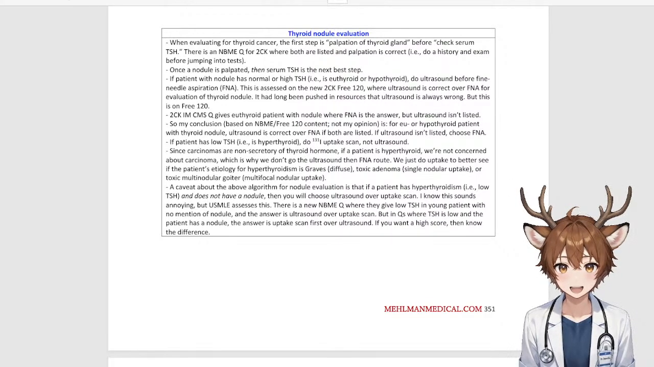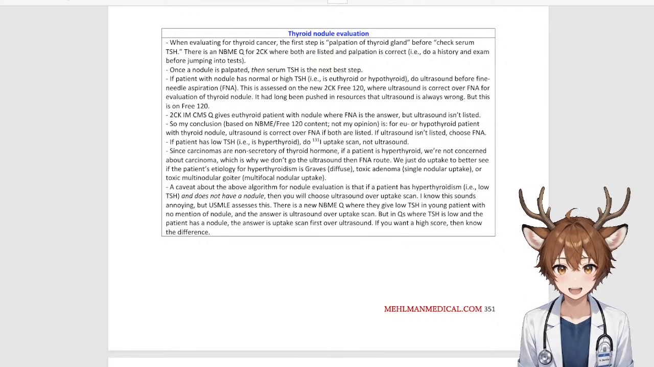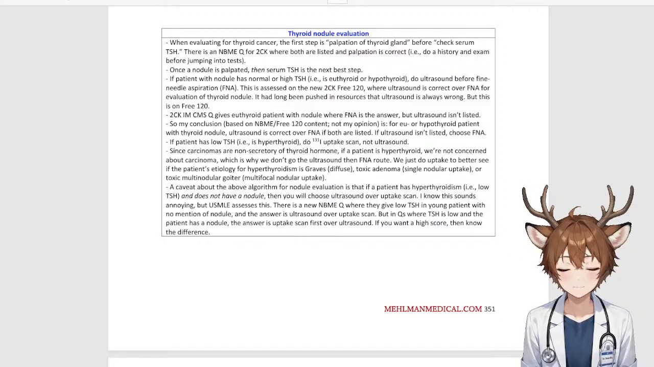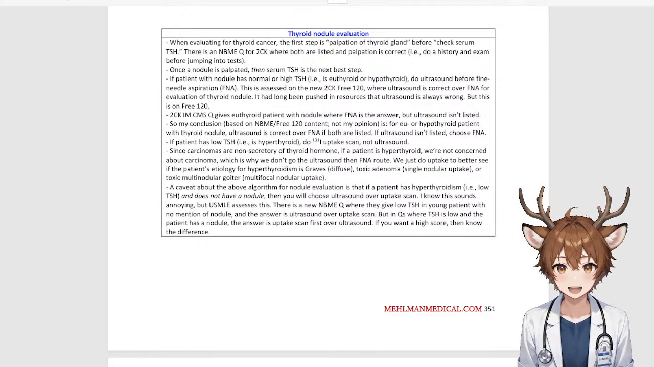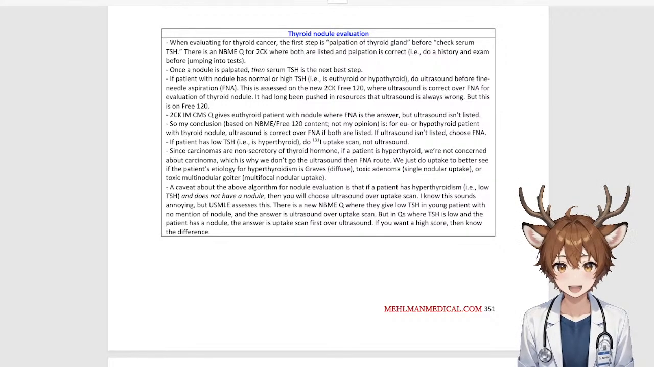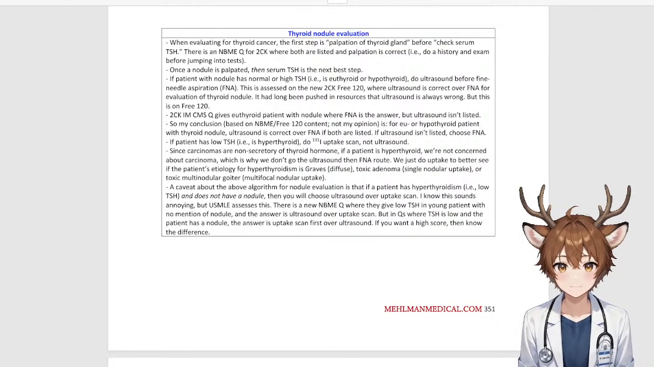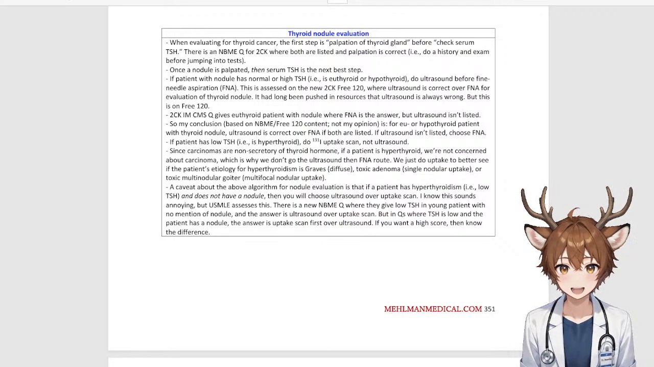A 2CK internal medicine CMS question gives euthyroid patients with a nodule where the FNA is the answer. But the ultrasound is not listed. So my conclusion based on the NBME Free 120 content, not my opinion, is that for a euthyroid or hypothyroid patient with a thyroid nodule, ultrasound is correct over the FNA. Ultrasound is correct over the fine needle aspiration if both are listed. If ultrasound is not listed, then choose the fine needle aspiration.